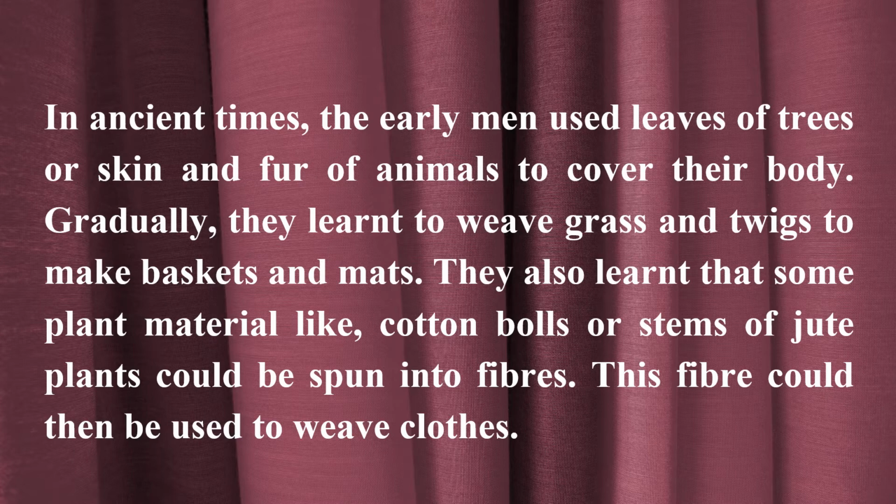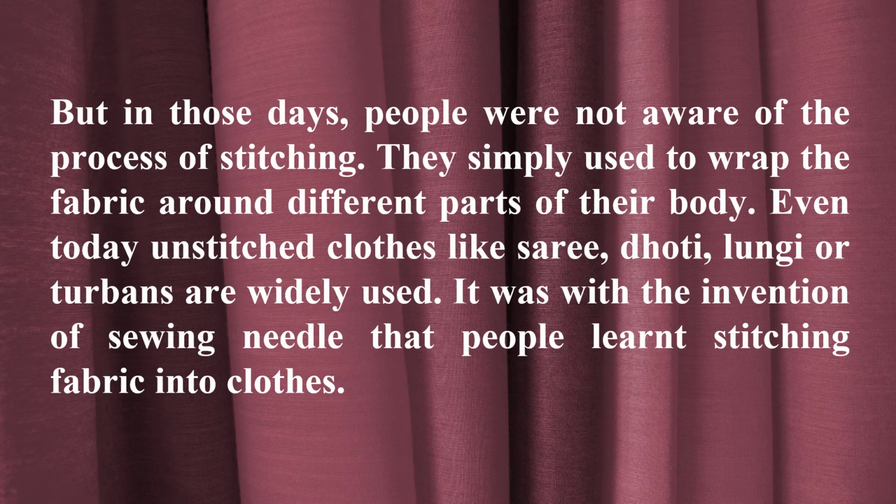Then after that, they learned that some plant materials like cotton balls and stems of jute plants could be spun into fibers. This fiber could be used to weave clothes. But in those days, they were not aware of stitching. They simply used to wrap their body with just a fabric. Even today, that type of unstitched clothes are used. And their examples are sari, dhoti, lungi, turbans, etc.